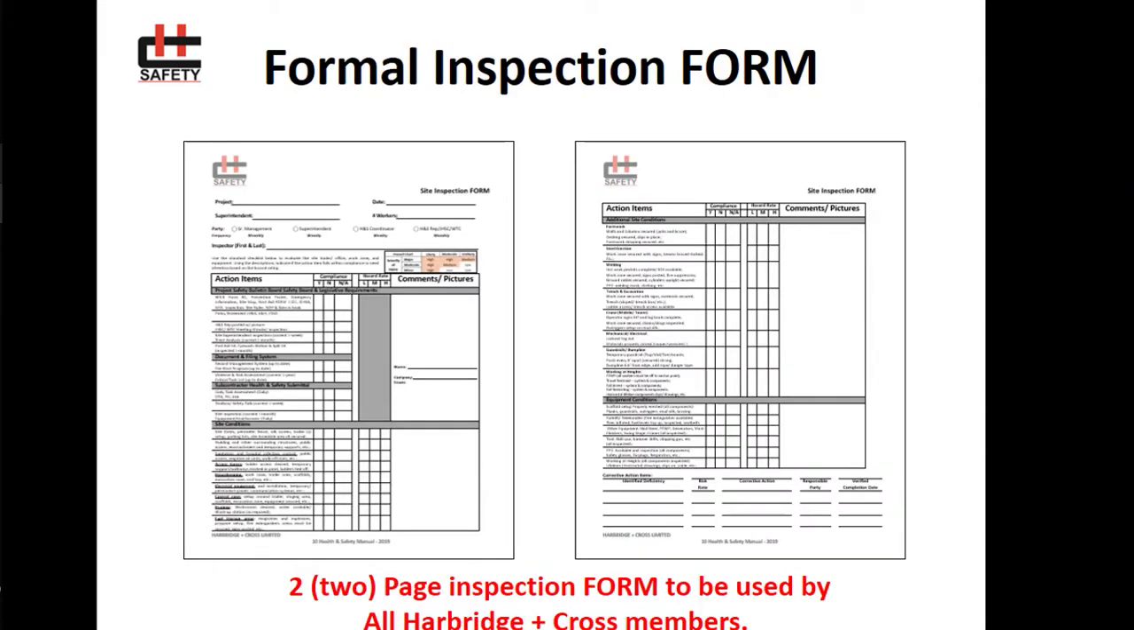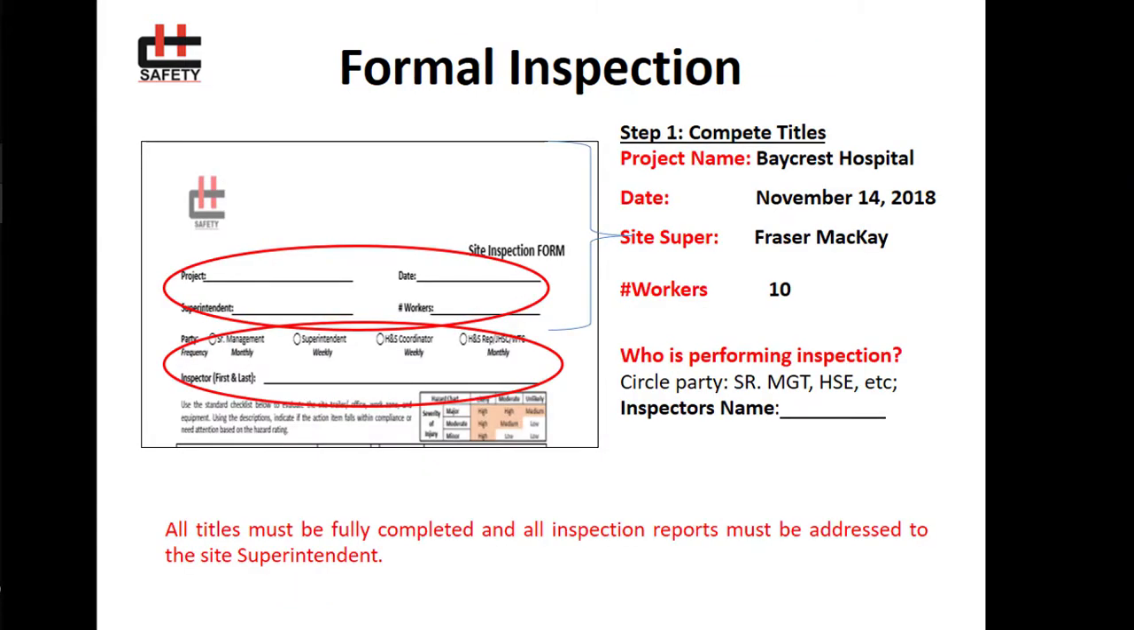The formal inspection forms. This is a copy of the new site inspection form that will be used by all Harbridge and Cross members. If you have any older inspection forms, please stop using them and get rid of them immediately. This is a new process moving forward. This is a 2-page inspection form to be used by all Harbridge and Cross members.